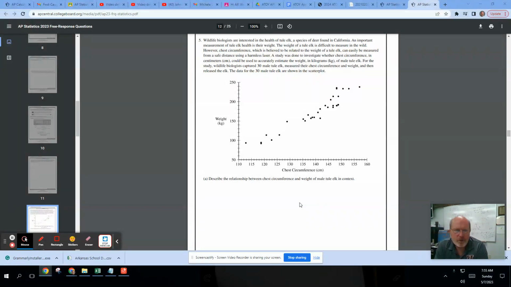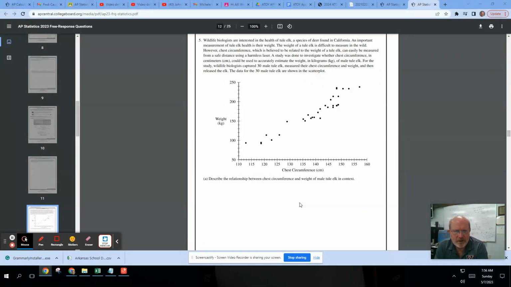Number 5 says, wildlife biologists are interested in the health of tule elk, a species of deer found in California. An important measurement of tule elk health is their weight. The weight of a tule elk is difficult to measure in the wild. However, chest circumference, which is believed to be related to the weight of the tule elk, can easily be measured from a safe distance using a harmless laser. A study was done to investigate whether chest circumference in centimeters could be used to accurately estimate the weight in kilograms of male tule elk.